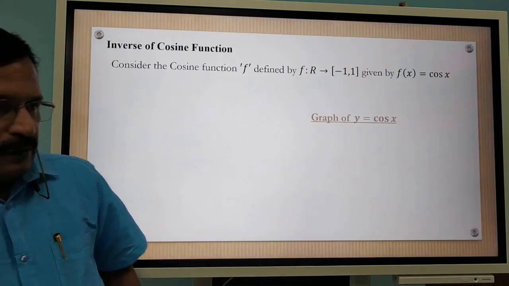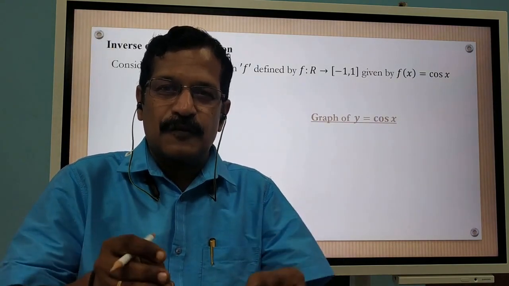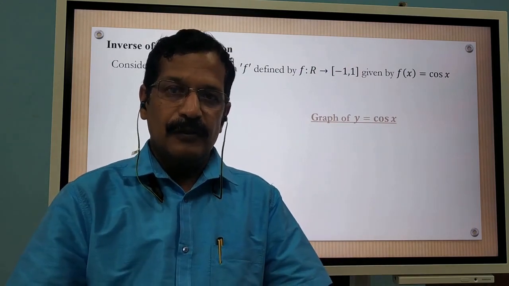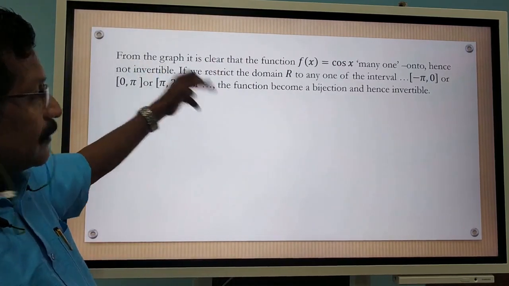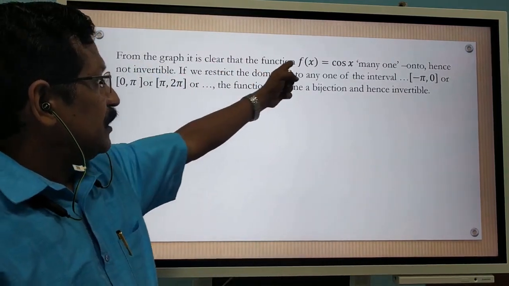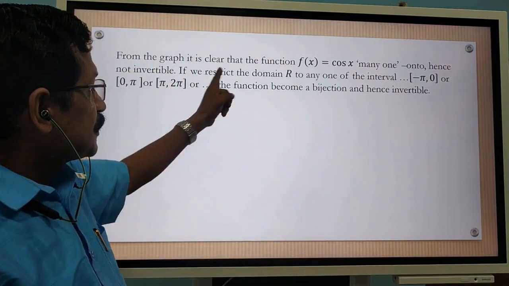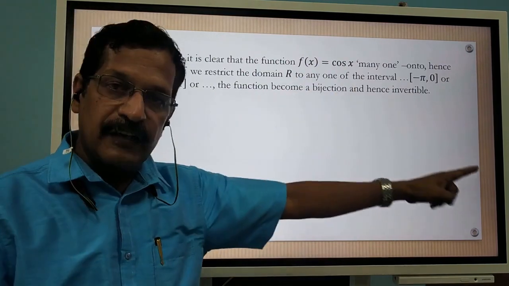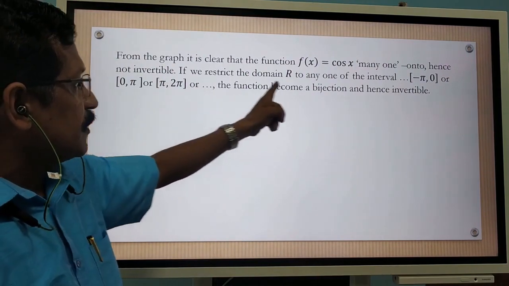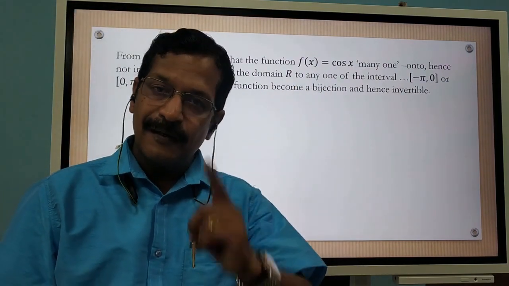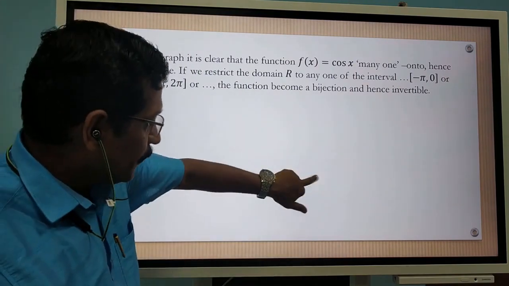Dear children, when we are studying inverse trigonometric functions and trigonometric functions, connect everything as far as possible to its graphical view. So it will be permanent in our mind. So from the graph, we have seen that the function f of x is equal to cos x is many-one onto, hence not invertible. If you restrict the domain R to any one of the intervals minus pi to 0 or 0 to pi or pi to 2 pi etc., the function becomes a bijection, hence invertible. So in those intervals, it is invertible.